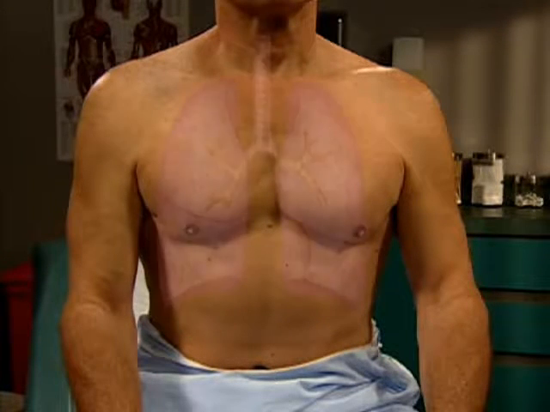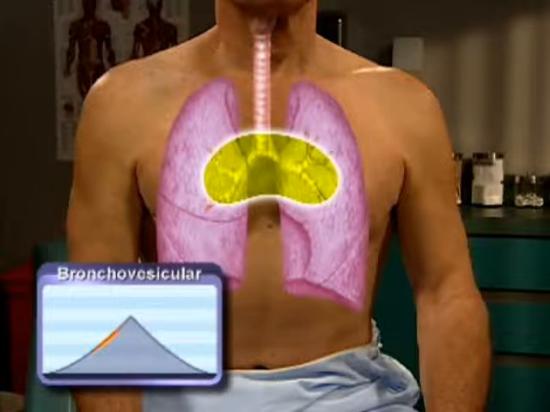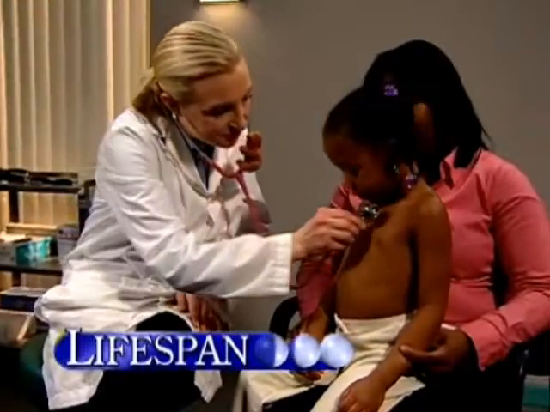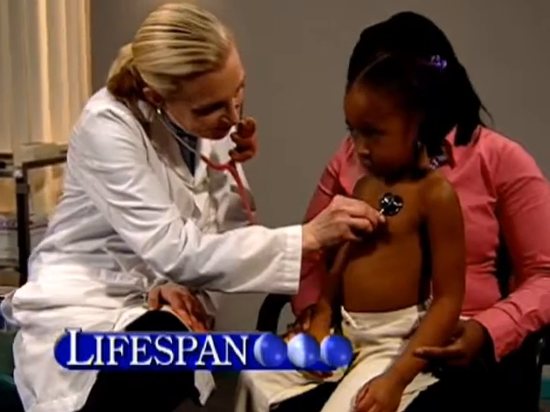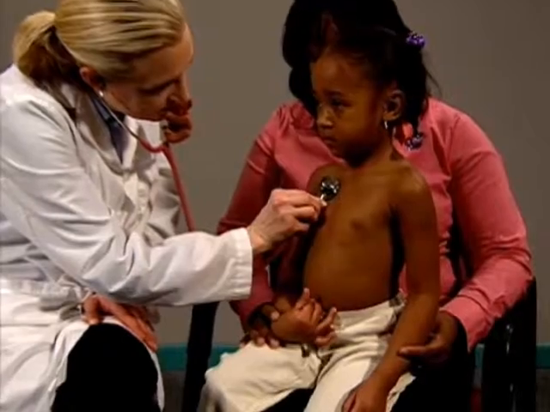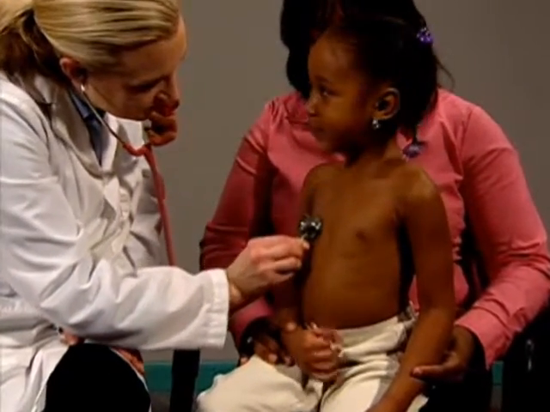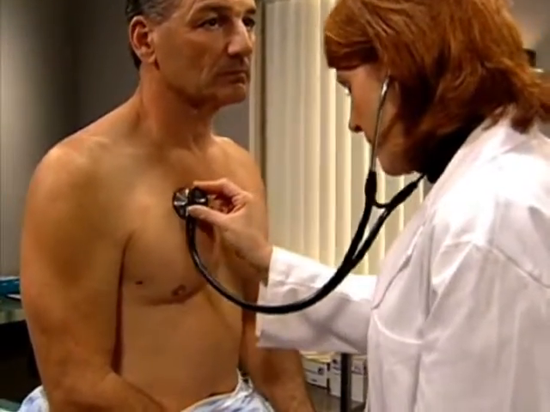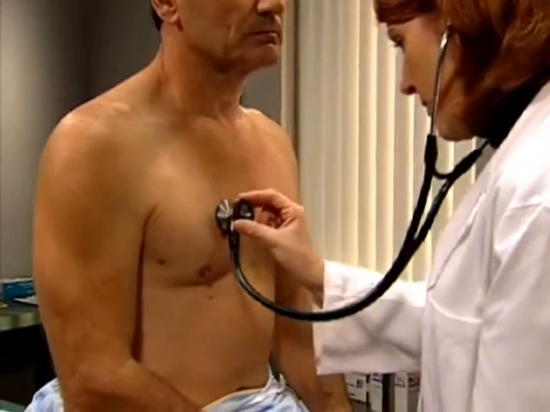You should also hear bronchovesicular sounds over the main bronchi and vesicular sounds over the rest of the lung fields. In a young child, you're apt to hear bronchovesicular sounds throughout the lung fields because the thin chest wall transmits sounds better. However, vesicular sounds may still be more prominent. As you auscultate, listen for adventitious or abnormal breath sounds.